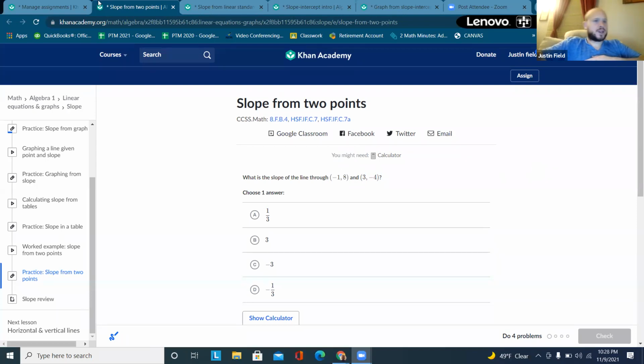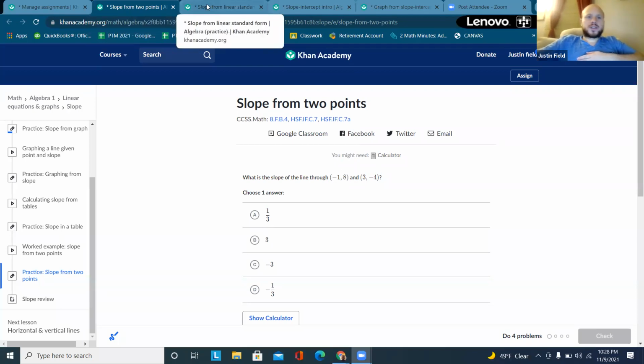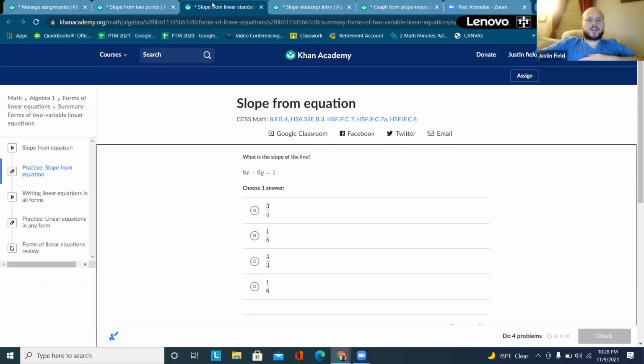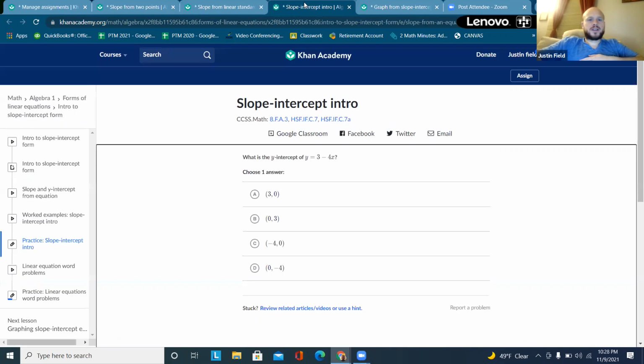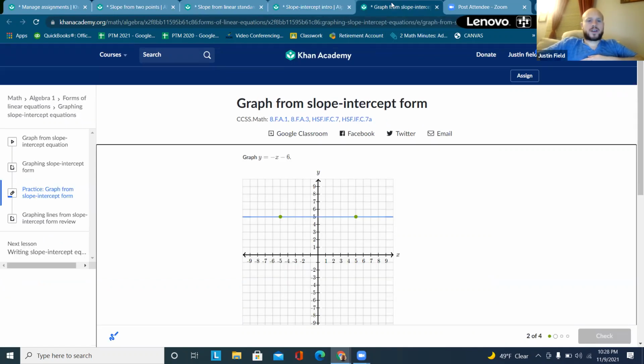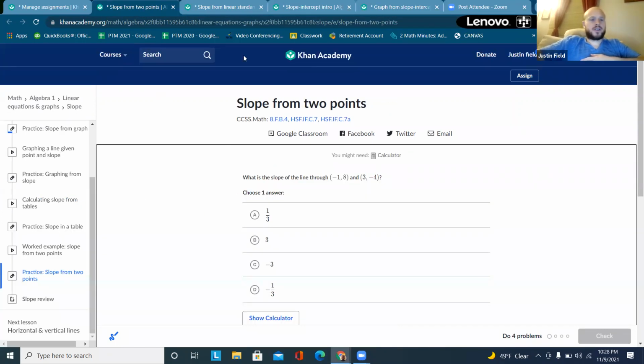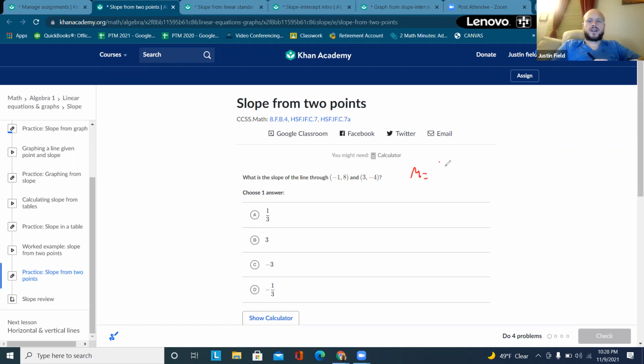Come on now. Slope from 2 points, slope from equation, slope intercept intro, graphing. All right, this is like key stuff here. You need to pay attention when you go to algebra 1. You're ready to go. So this time, with slope from 2 points, let's focus in on the slope formula.